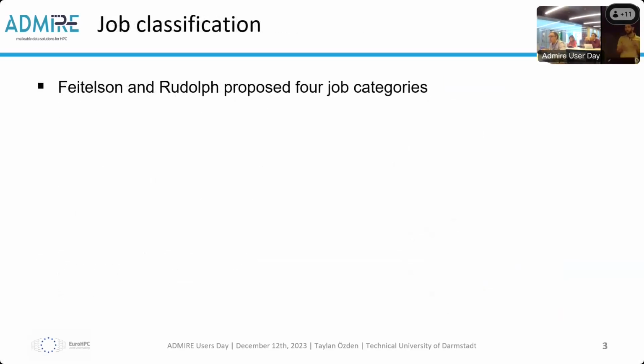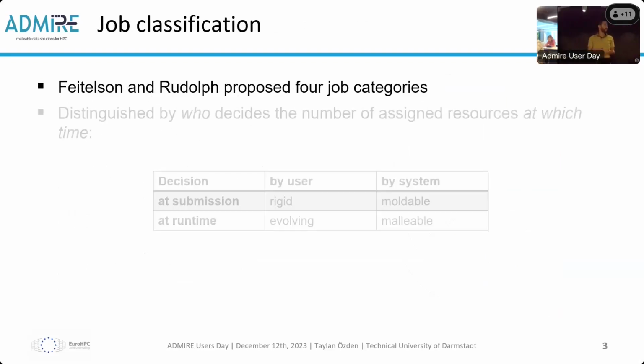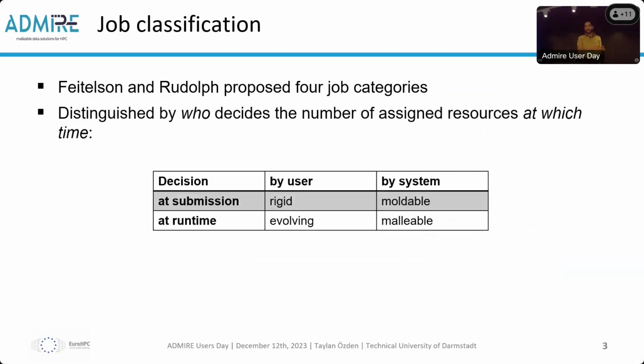You also heard a lot about malleable jobs, etc. And I would like to classify those jobs shortly because it will be relevant also for the presentation. Feitelson and Rudolph have classified the jobs in 4 different types, and it basically boils down to who decides the number of assigned resources at which time. So classically, you might know rigid jobs. This is when the user has a number of resources requested, and at submission time, this number of resources is assigned and not changeable during runtime. This is a rigid job.